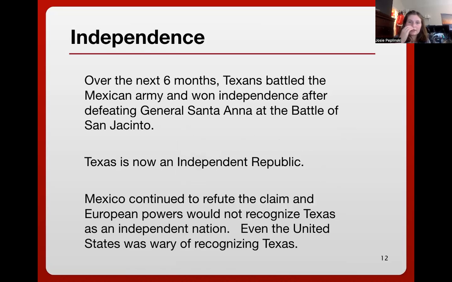Independence. Over the next 6 months, Texas battled the Mexican army and won independence after defeating General Santa Anna at the Battle of San Jacinto. Texas is now an independent republic. Mexico continued to refute the claim, and European powers would not recognize Texas as an independent nation. Even the United States was wary of recognizing Texas.